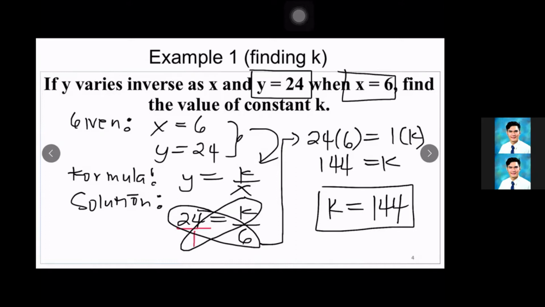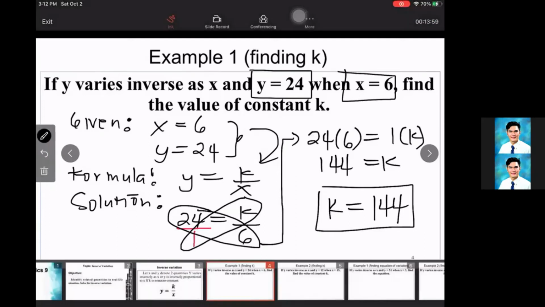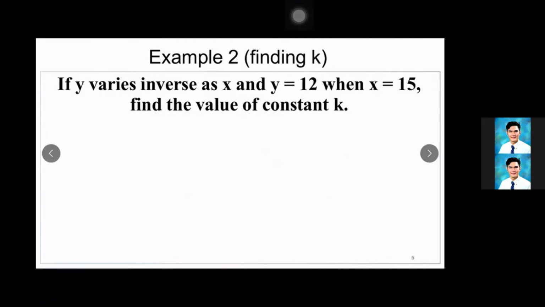Now, since we already know the concept and the process in identifying the k, or constant of variation, let us now go to our second example. In our second example, you may now pause the video and try it by yourselves and identify the value of k in simplest form. And you may play the video once again if you want to check if your answer is correct, as well as if your solution is correct.